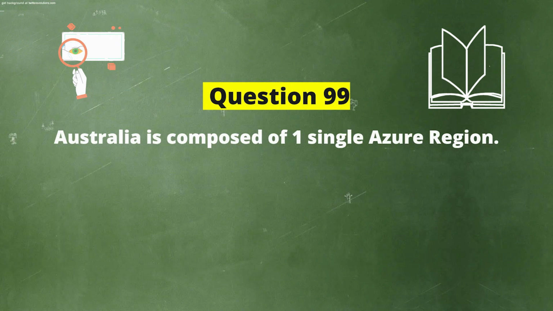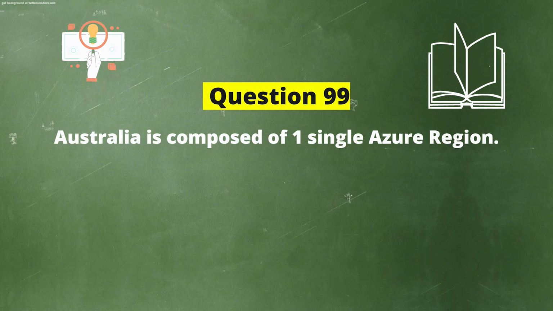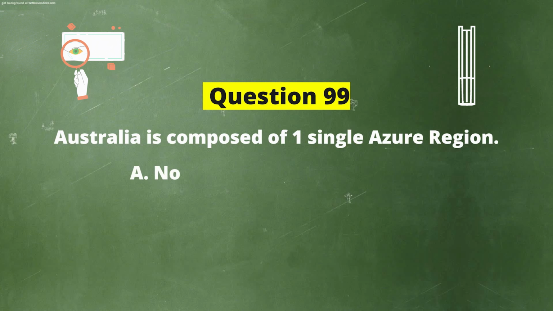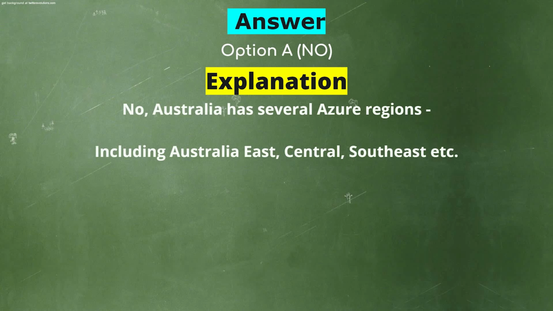Next question. Australia is composed of one single Azure region. Option A, no. Option B, yes. And the correct answer is option A, no. Explanation. No, Australia has several Azure regions, including Australia East, Central, Southeast, etc.